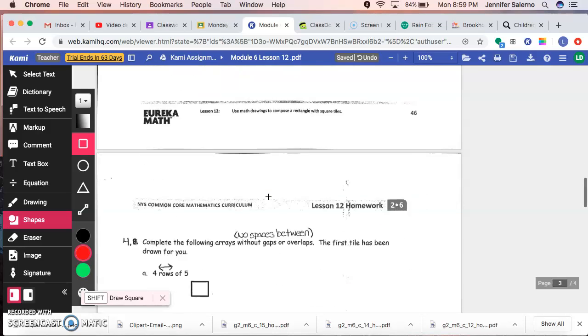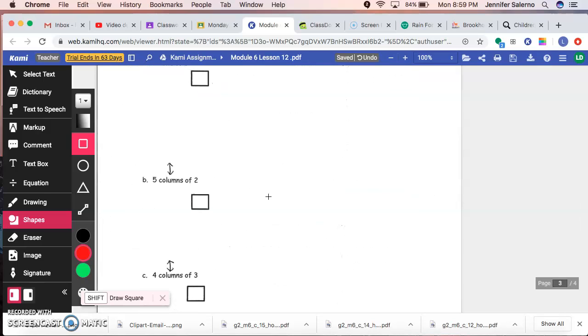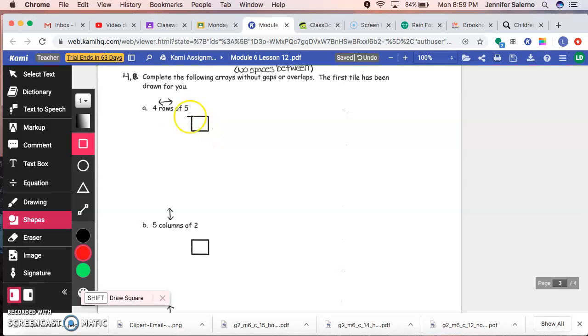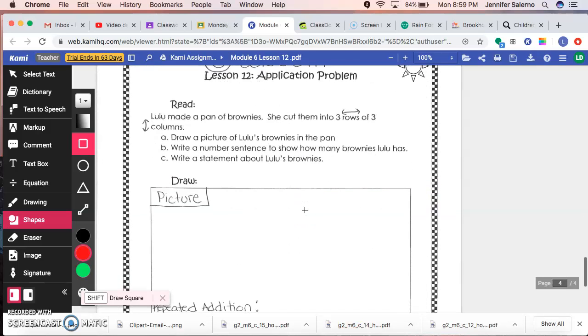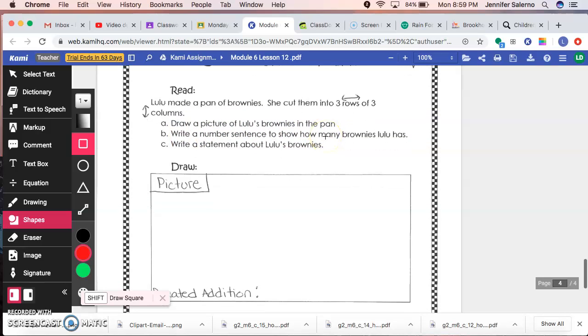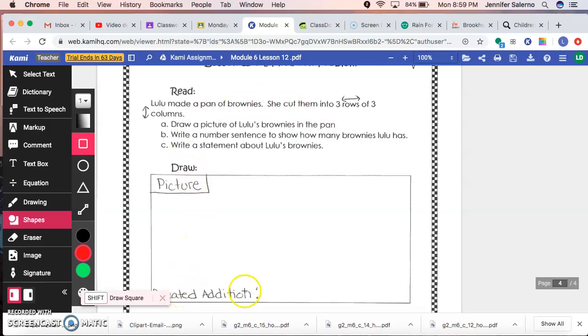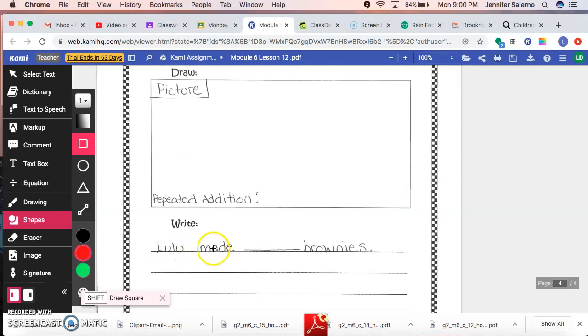So you're going to finish what this would look like. And then for C, and then this page, it's the same thing. That's all you're doing. It already started it for you, and you're just completing what it told you to do in regards to making the arrays, okay? At the very bottom, this is your bonus for today, okay? It says, Lulu made a pan of brownies. Yummy. She cut them into 3 rows of 3 columns. First, you have to draw a picture of Lulu's brownies in the pan, which I'm going to give you some hints and help you out. Then, of course, write your repeated addition equation to show how many brownies she has in total. And then the statement, Lulu made blank, you're going to fill in the total brownies, okay?